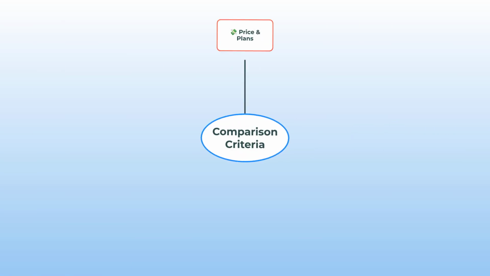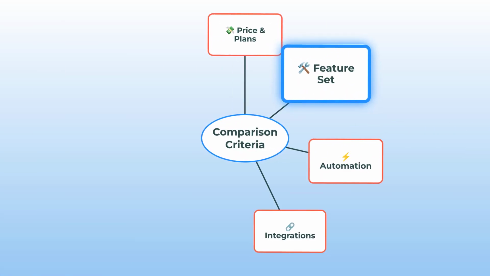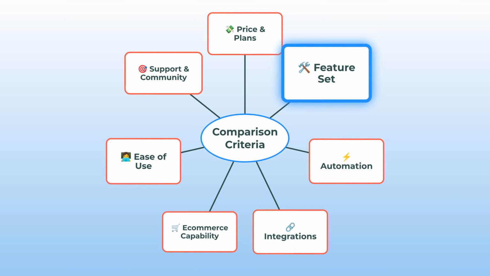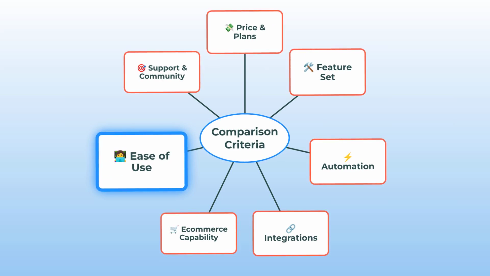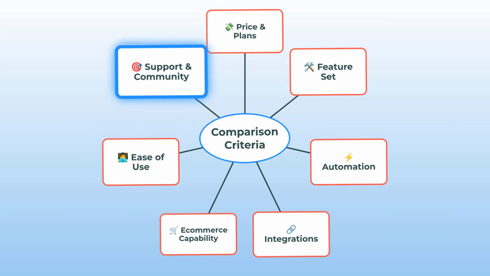All right, so let's set the scene with a quick mind map. Here's what we're going to look at: price and plans, feature set, automation, integrations, e-commerce capability, ease of use, and of course, support and community. Ready? Let's break it all down.